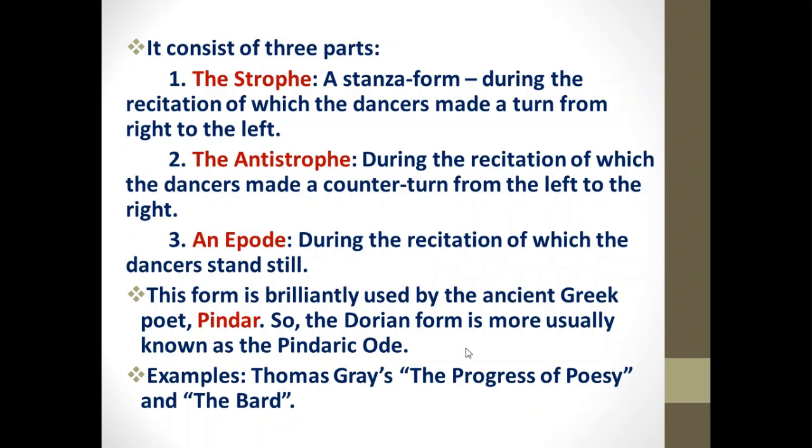And the third part is an epode. Here in the epode, during this recitation, the dancers stand still. They don't move anywhere, they just stand still. So these are the three parts which we find in the structure of the Dorian ode.